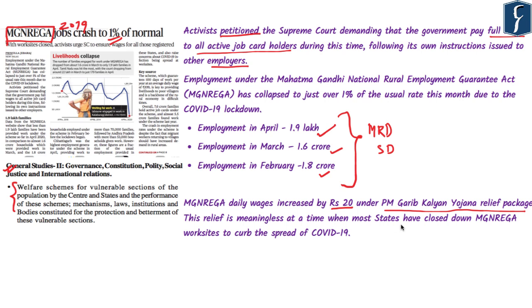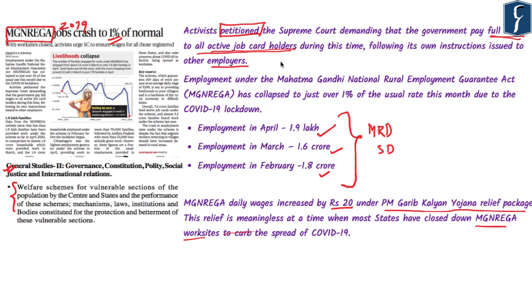However, many of the states have closed down the MGNREGA work sites, rendering all these measures useless. The story so far is that the Supreme Court has accepted the petition, but the judgment has not come yet. You'll have to keep an eye on what the judgment of the Supreme Court will be because that's going to be important. A, it's important concerning the measures taken for the vulnerable sections, and B, there are technical issues in giving the judgment. Because the petition is asking to give full wages to all active job card holders.